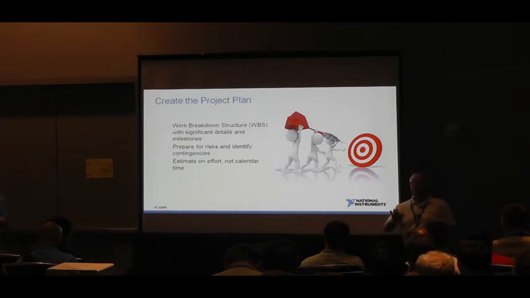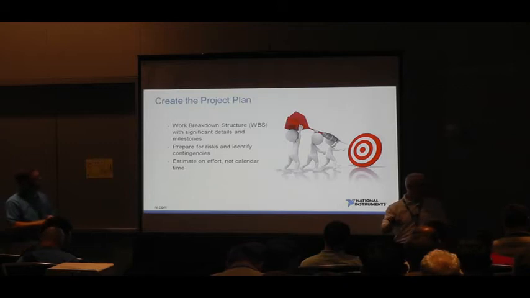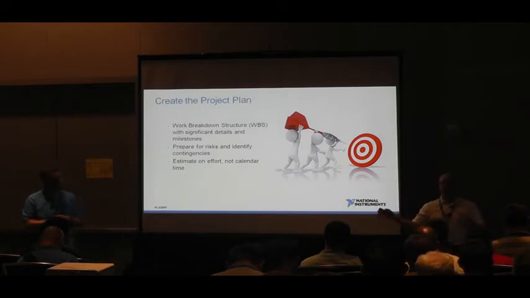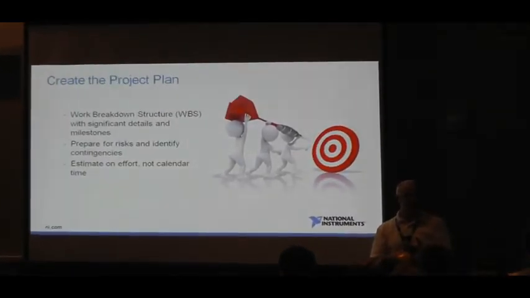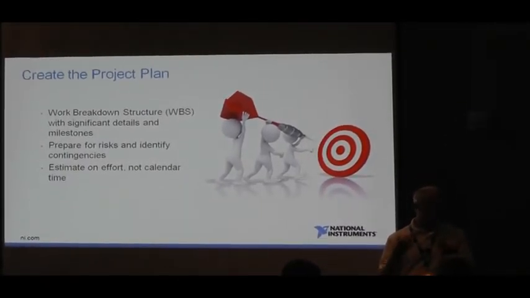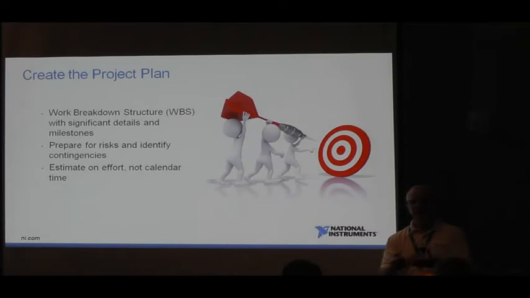So hopefully you've got requirements in place. Now we're going to take a look at the project plan. And you want to get everybody on your team focused on the same target and create a work breakdown structure. So you've got milestones in place. So if you've got maybe a 6-month project, maybe your milestones come up about once a month or once every 6 weeks.